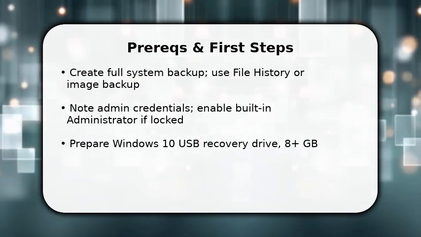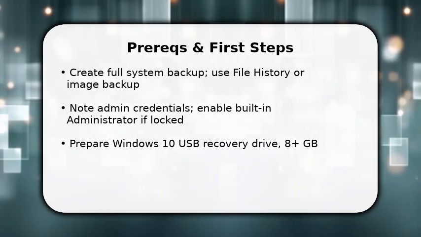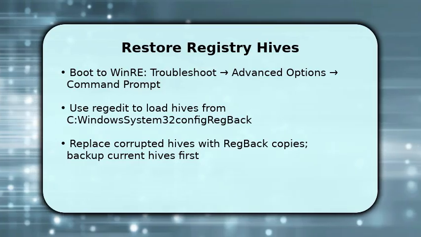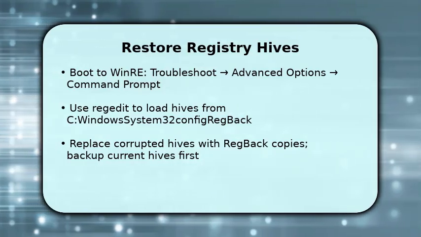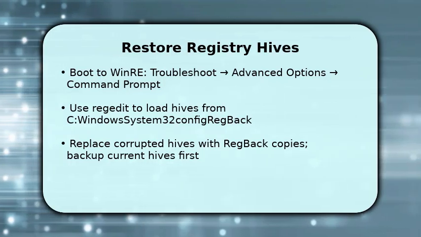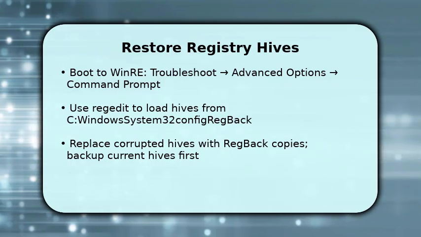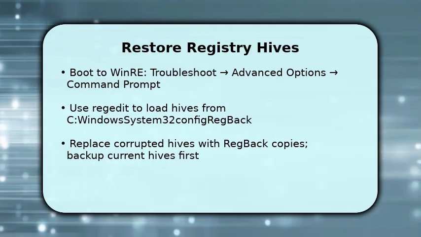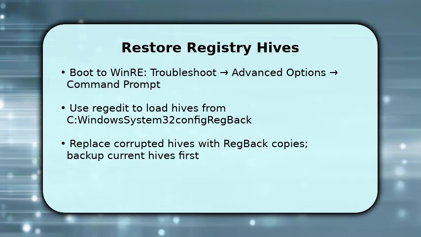Once in Command Prompt from WinRE, run regedit to inspect hives. This is how you directly restore registry files. First, back up the current hives by copying C:/Windows/System32/config to a safe folder. Then navigate to C:/Windows/System32/config/RegBack and check file sizes.